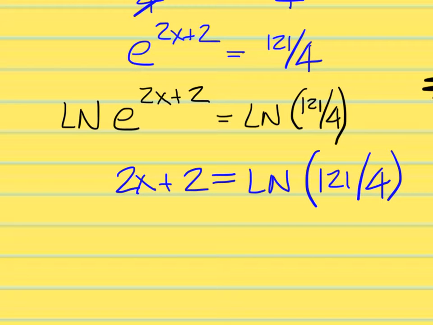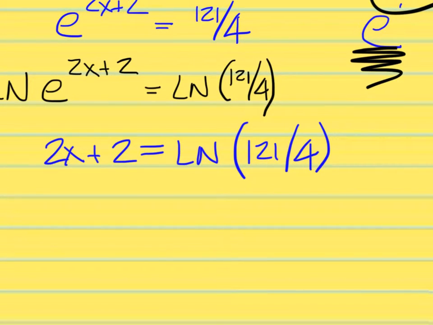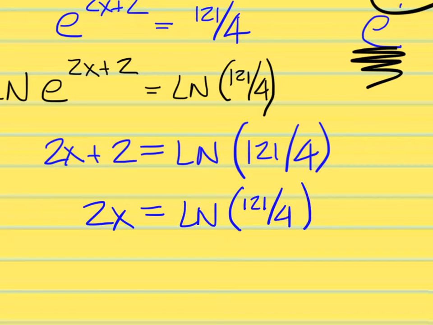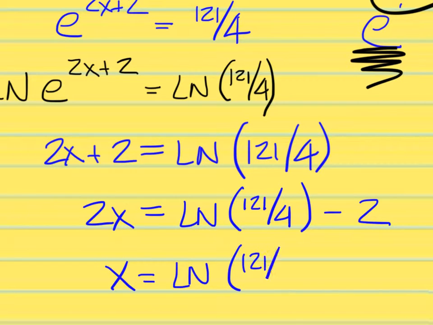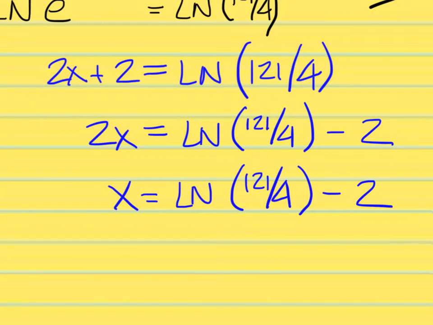Now we have to solve for x. So we're going to keep the 2x on the left and move the 2 to the right hand side and subtract it. And then we have to divide both sides by 2. Of course, it cancels out the 2 on the left, and on the right hand side we divide by 2.